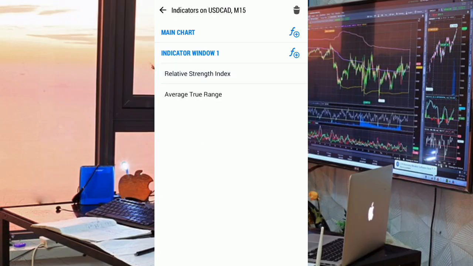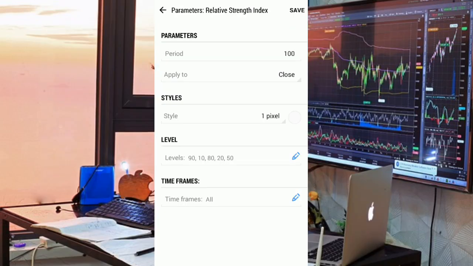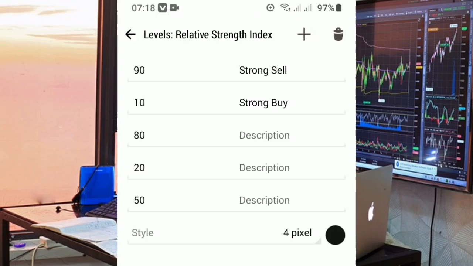go to the main chart and let's go for the relative strength index. For the relative strength index, I usually use period 1, but today I want us to use period 100. Apply to close, 1 pixel wide. And as for these levels, let's make sure this is 90. My main ones today should be 90 and 10. I'm very much interested in those. 80, 20, 50, and then make it 4 pixel black.